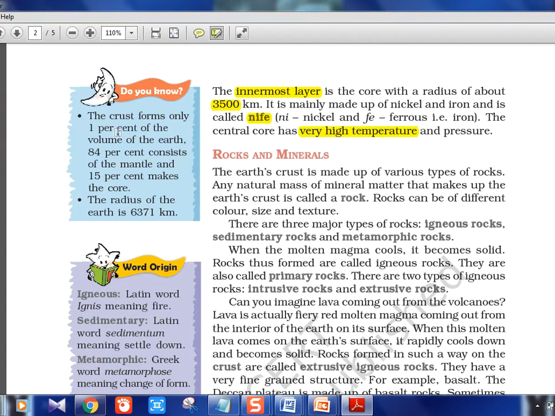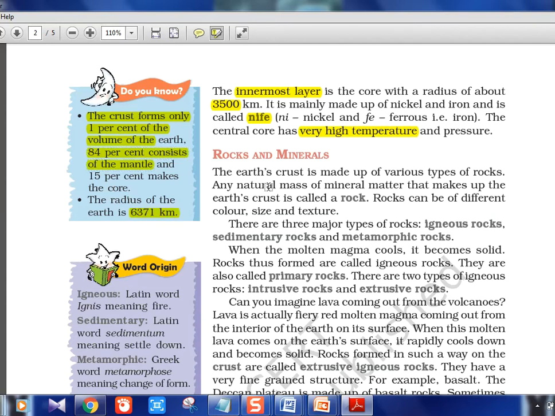The crust forms only 1% of the volume of the earth. 84% consists of the mantle. 15% makes the core. Okay, we have seen the kilometers anyway, 35, 2,900 and 3,500. The radius of the earth, not important, but you should know it's around 6,000 kilometers.